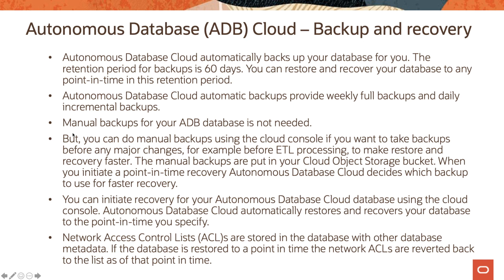When you initiate a point-in-time recovery, Autonomous Database Cloud decides which backup to use for faster recovery. You can initiate recovery for your Autonomous Database Cloud database using the Cloud Console. Autonomous Database Cloud automatically restores and recovers your database to the point in time you specify. Network access control lists are stored in the database with other database metadata. If the database is restored to a point in time, the network ACLs are reverted back to the list as of that point in time.